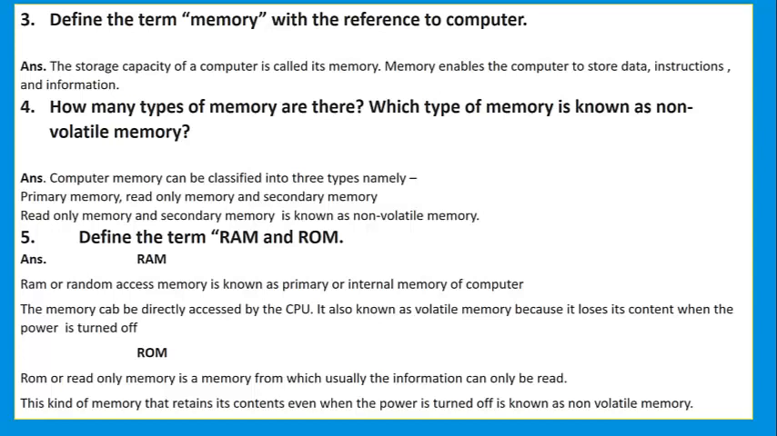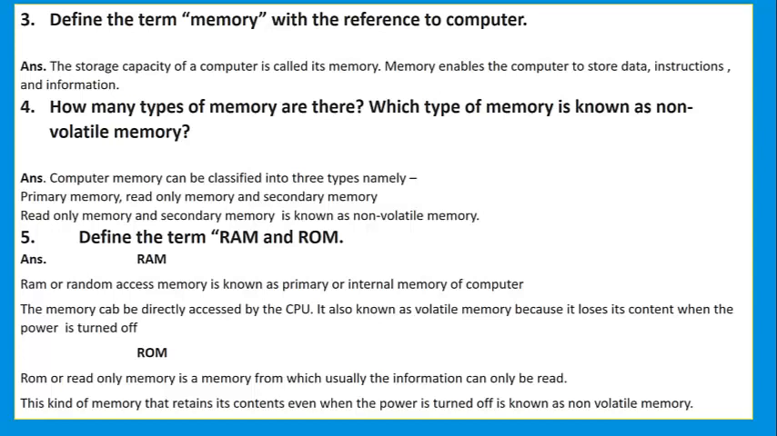Fourth short question is: how many types of memory are there? Which type of memory is known as non-volatile memory? Answer of this question is: computer memory can be classified into three types, namely primary memory, read-only memory and secondary memory. Read-only memory and secondary memory is known as non-volatile memory.